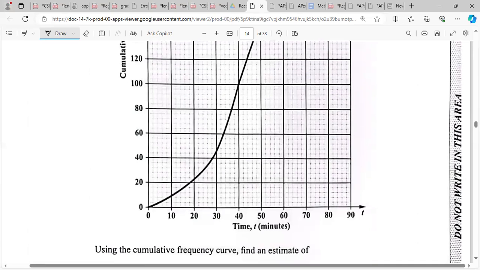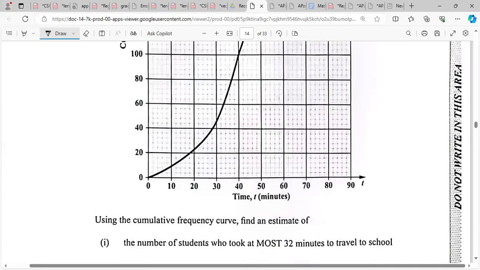Using the cumulative curve, find the estimate of the number of students who took at most 32 minutes to travel to school. So this is the time, 32. The time in minutes, right? And at most means a maximum of 32, so you can fall between 0 and 33 basically. So we have to read off 32.